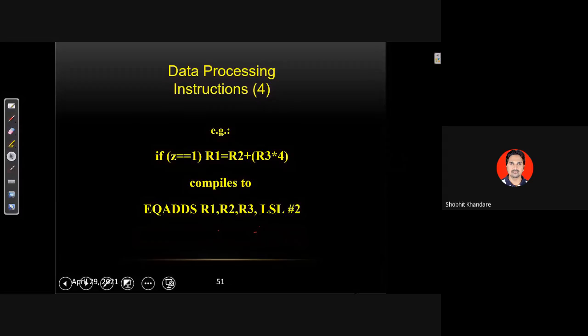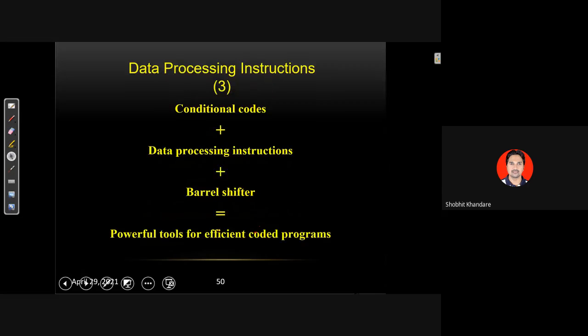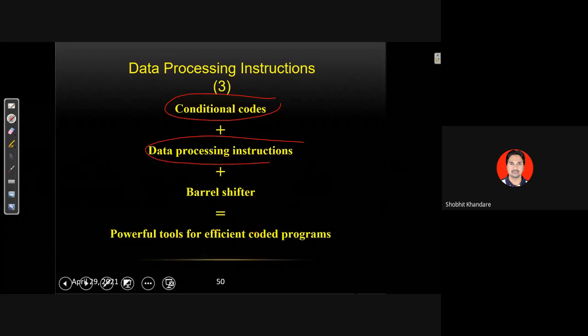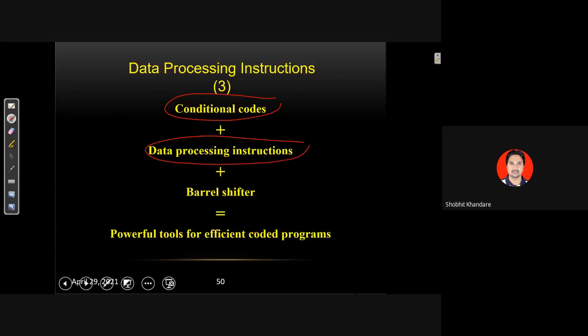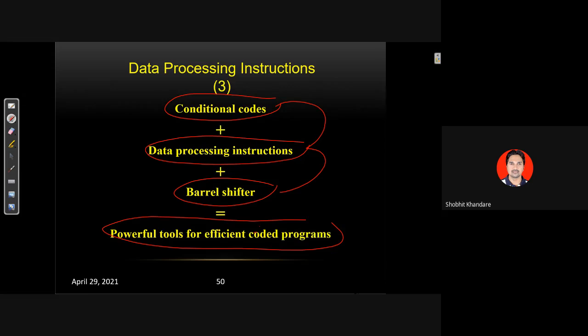So can I comment now? You are using a conditional code in a single instruction. You are also using the data processing instruction in a single instruction, as well as the parallel shifter operation in a single instruction. All these three you are using in a single instruction, so that you will have a powerful tool.